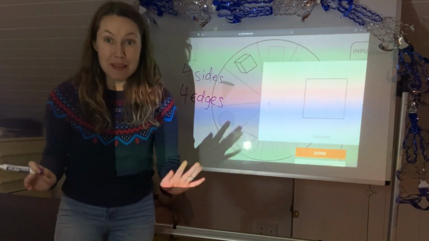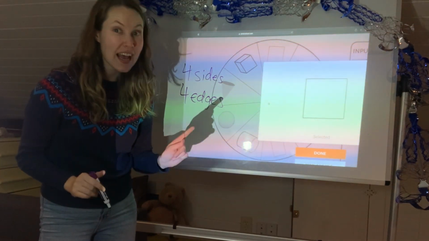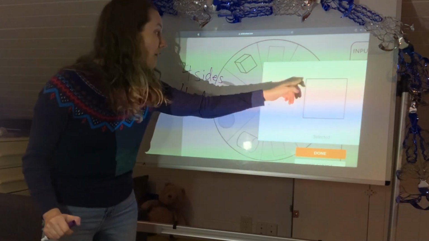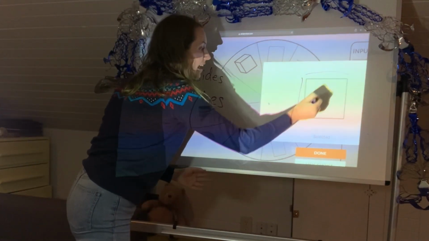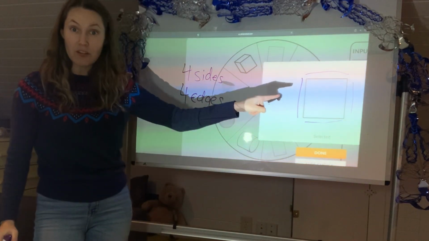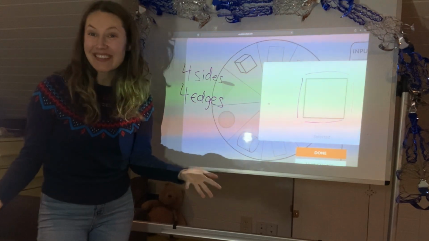And what is something special about our square? Are the sides the same or different? They're the same, that's right. All 4 sides are the same size. Very good. Now the last thing to know, is this a flat shape or a solid shape? That's right, it's a flat shape.